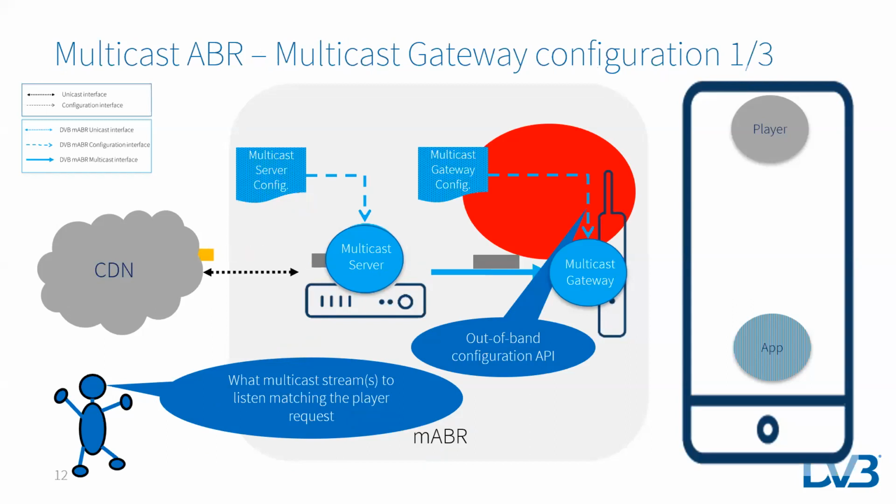On the multicast gateway side, now you need to configure it. You need to tell the multicast gateway that it has the possibility to access a certain number of streams. Here is the way to get the streams, for example the multicast IP address, and here is how you should distribute these streams to the player. This is basically what we have in the multicast gateway configuration.